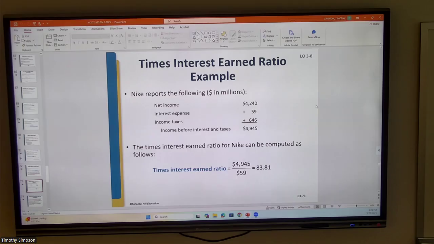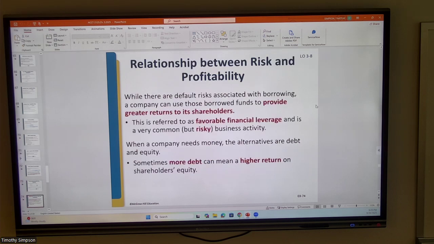And so in this regard, back to Nike, they have income before interest and taxes of $4,945,000 over interest, which is 59 million. In this case, the times earned interest ratio is a pretty gigantic 83. And this may not be really representative of too many companies. That is a big, big, big number. But nonetheless, the higher the better. And I can't think of any downside to having a higher coverage ratio in that regard.